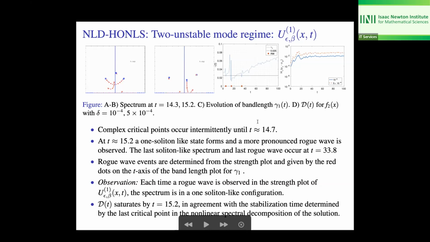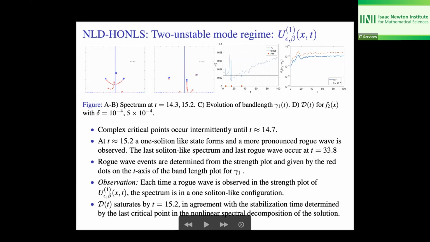And the other feature that is of note is that the difference, the D of T, saturates around T equals 15.2, and this is in agreement with the stabilization time that's determined by the last critical point in the nonlinear spectral decomposition of the solution. So again, there are no double points. After t equals 0, you have the two double points, but then they immediately break, they immediately split, and then you don't have any subsequent double points in the spectrum. Yet you have growth in D of t.